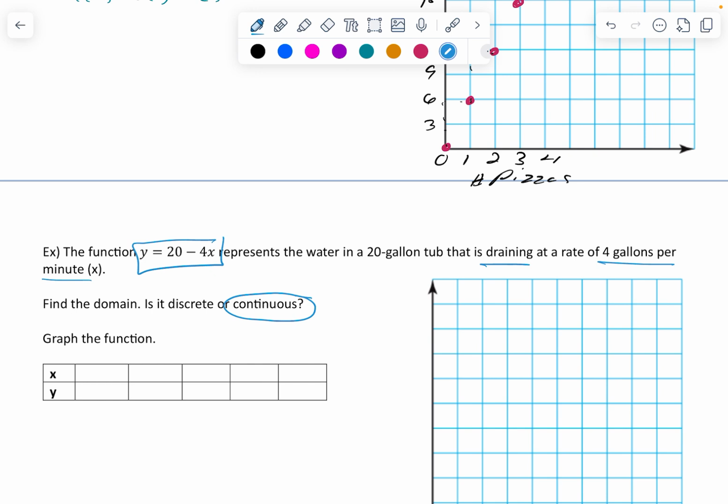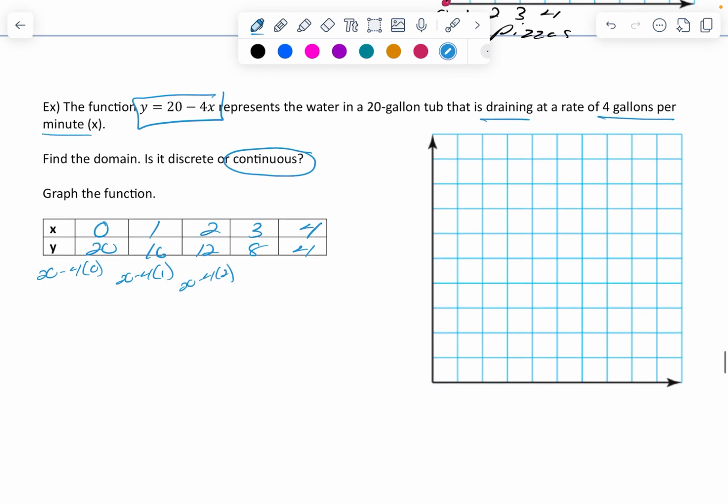What our X cannot be, though, is negative. We can't talk about -2 minutes or something. That wouldn't make sense. We're no time travelers. So it could be 0 minutes, 1, 2, 3, 4 minutes. When we plug into that formula, 20 minus 4 times 0 is 20. 20 minus 4 times 1, 16. 20 minus 4 times 2, 12. And then 8, 4, they go down by 4 each time.